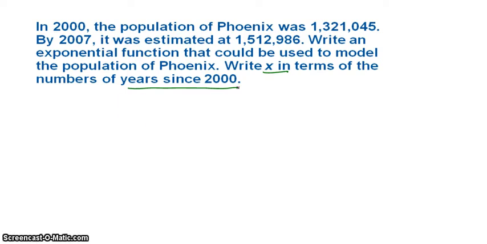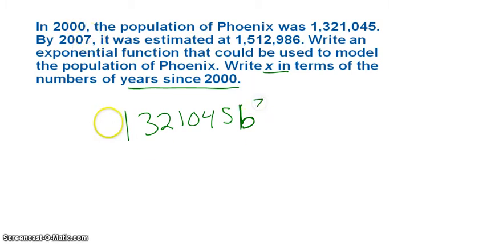Let's take a look at what we've got so far. I know that my initial amount was that 1,321,045 number. They didn't tell me a rate, so I'm still going to have that as a B, or if your B's sometimes look like 6s, feel free to use any other letter. Our time exponent we know is going to be 7, since 7 years past 2000 is 2007. And the amount that we have in the end, after those 7 years, is 1,512,986.